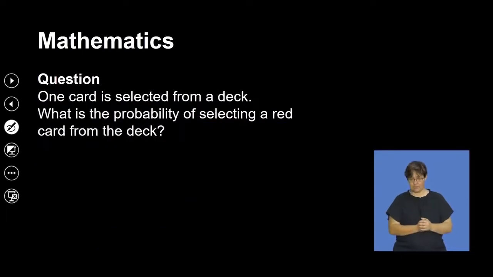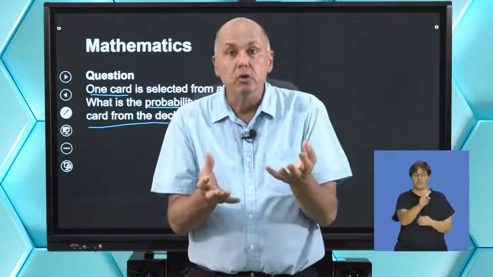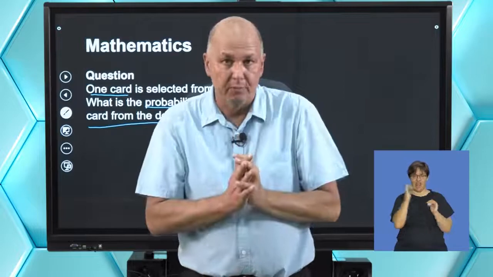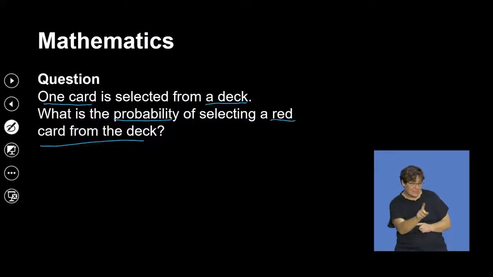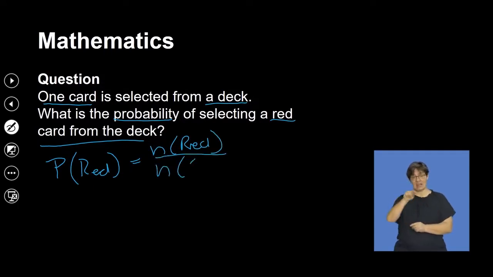So we're told that one card is selected from a deck. The deck has 52 cards in it. What is the probability of selecting a red card from the deck? Guys, this is so easy. We just have to apply the rule of defining theoretical probability. Do you remember what that is? That's right. We're going to say the probability of choosing a red card from the deck is equal to the number of red cards that we've got divided by the number in the sample space.